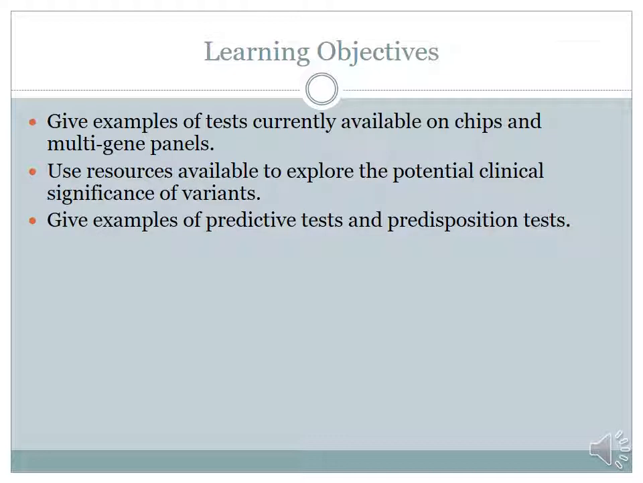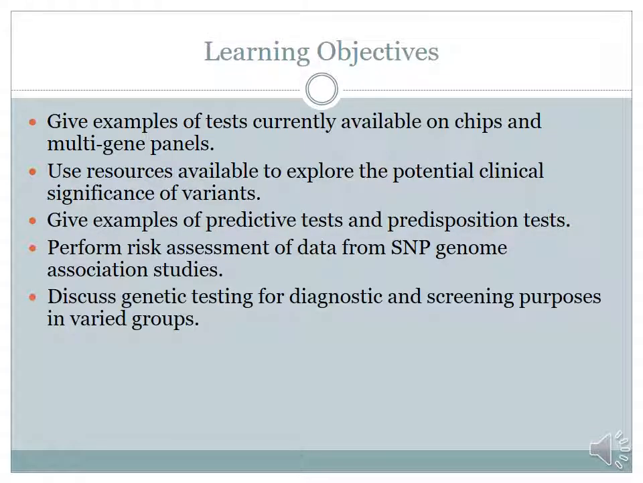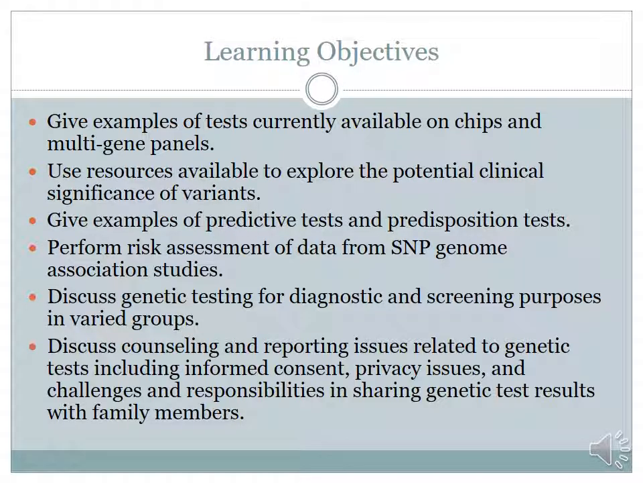The learning objectives for this week are to give examples of tests currently available on chips and multi-gene panels, use resources available to explore the potential clinical significance of variants, give examples of predictive tests and predisposition tests, perform risk assessment of data from SNP genome association studies, to discuss genetic testing for diagnostic and screening purposes in various groups, and to discuss counseling reporting issues related to genetic tests, including informed consent, privacy issues, and challenges and responsibilities in sharing genetic test results with family members.